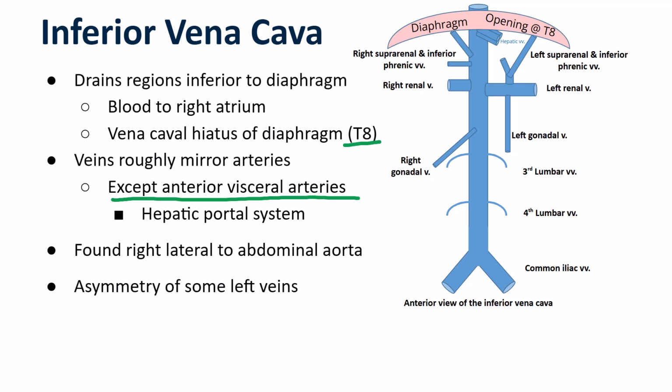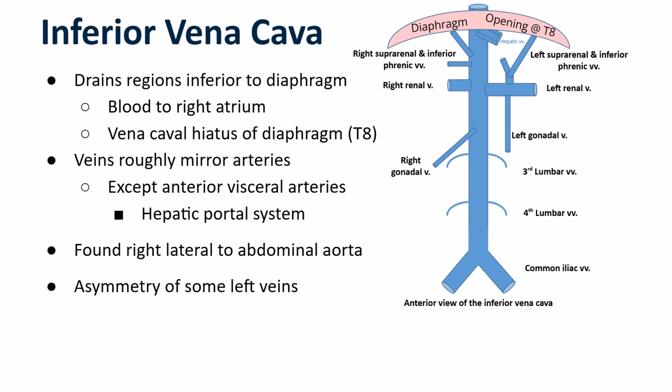The blood delivered by these major trunks to the viscera is part of the hepatic portal system. And so it won't be seen returning to the vena cava until after it passes through the liver. And then from the liver, hepatic veins will deliver that blood back to the vena cava. The vena cava is found right lateral to the abdominal aorta. So looking at this, the abdominal aorta would be over here.